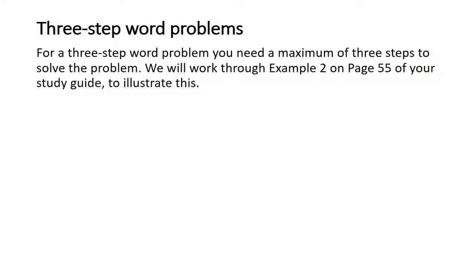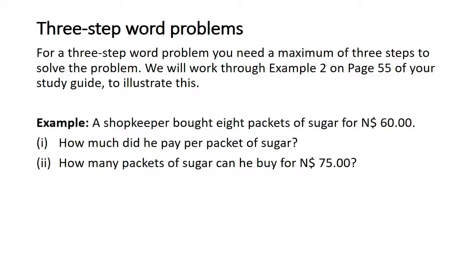And then the other type of problems that we typically experience problems with is called the 3-step word problems. These are problems where we need a maximum of 3 steps to solve. If you look at page 55, there's an example number 2, and we will illustrate this by working through that example. The example says that a shopkeeper bought 8 packets of sugar for 60 Namibian dollars. And now you have 2 questions.